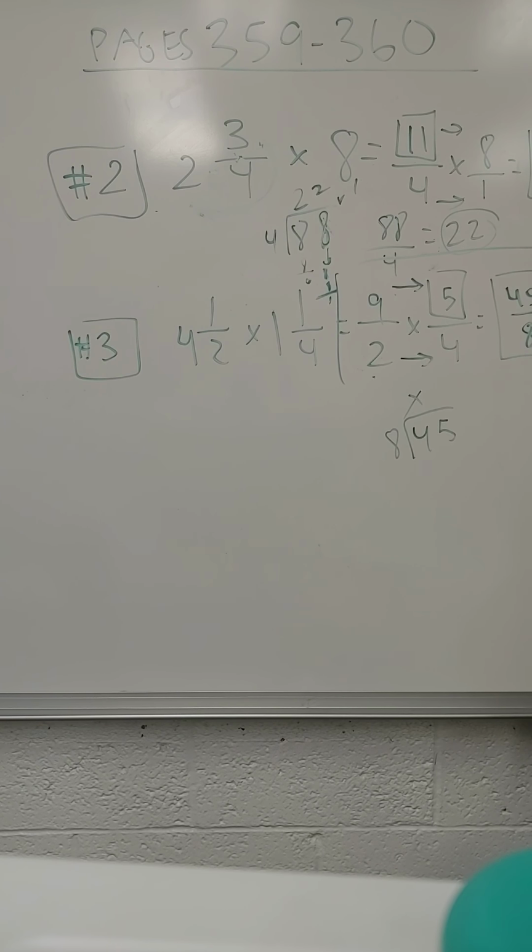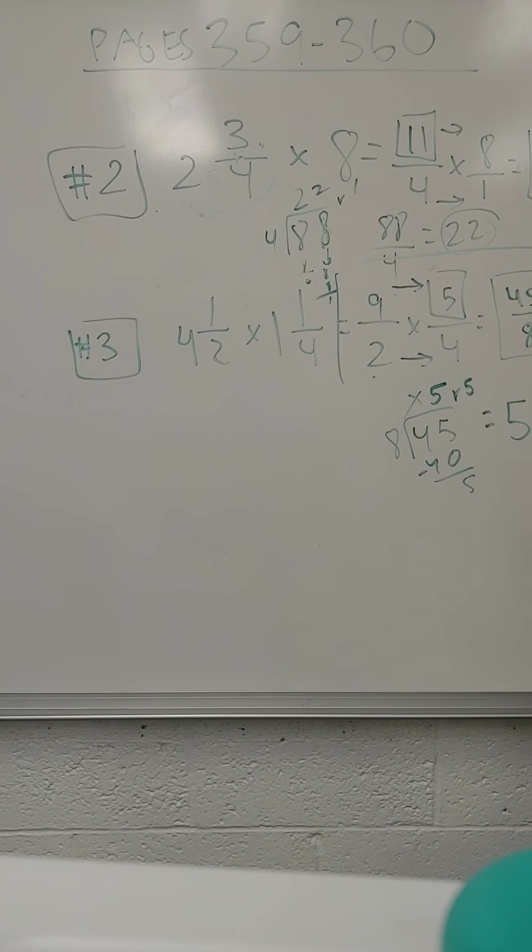Well, you know 8 times 5 is 40. 8 times 6, 48. It's too much. So the closest I can get is 8 times 5. Okay. 8 times 5 is 40. Subtract. Okay, we have a remainder of 5. So 5, remainder 5. So what will my answer look like?